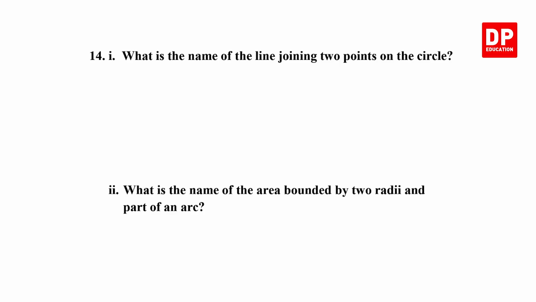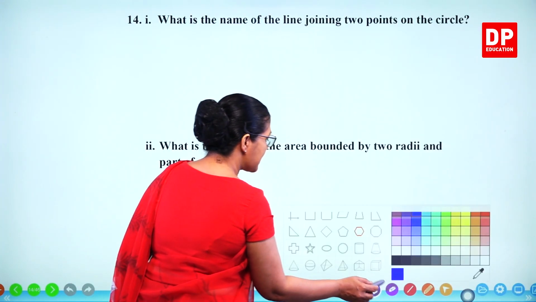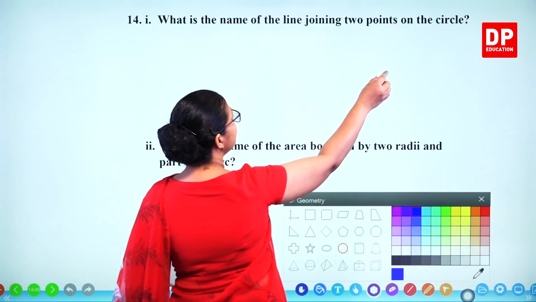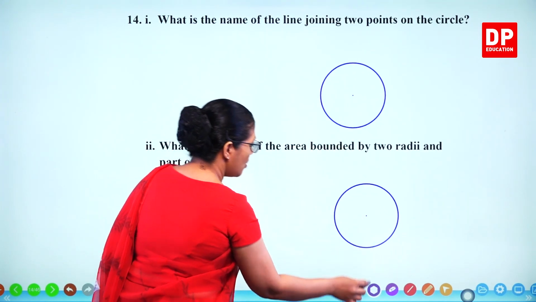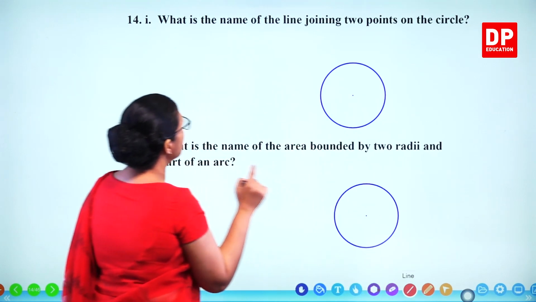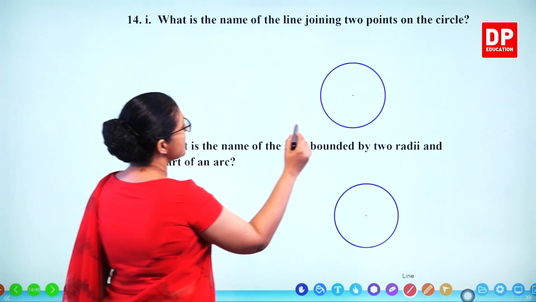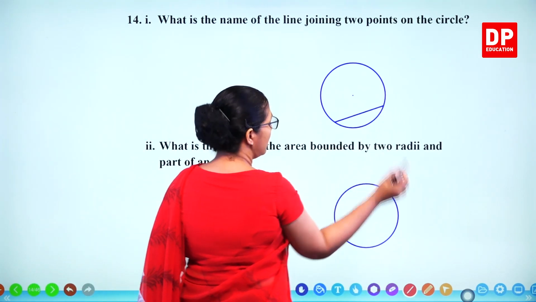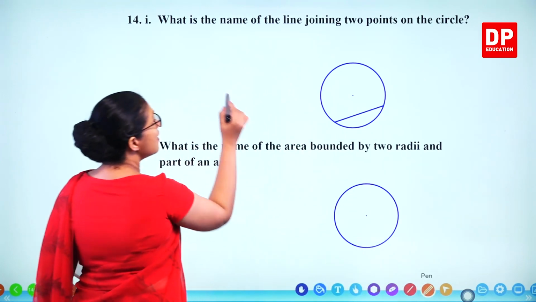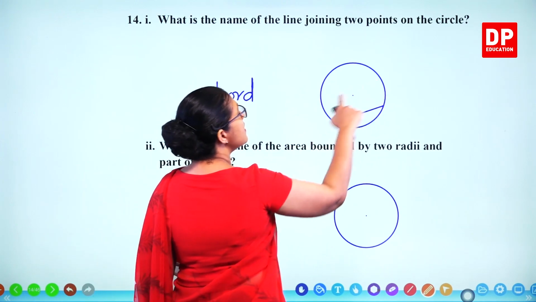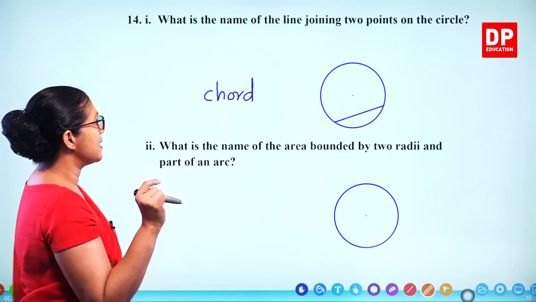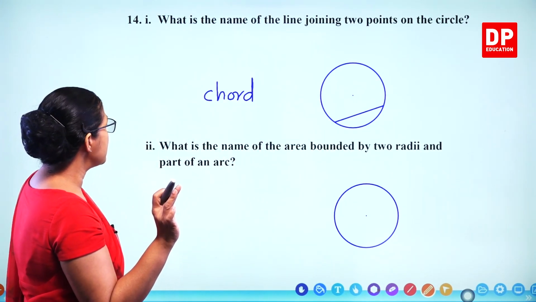Question number 14. What is the name of the line joining 2 points on the circle? So we will draw a circle and explain. And here also we need a circle. So any 2 points. What is that? We call it the chord. So the longest chord is the diameter, passes through the center, but they are not asking about diameter.